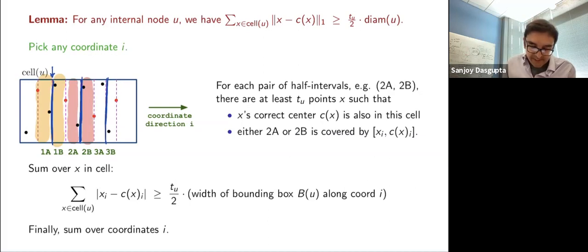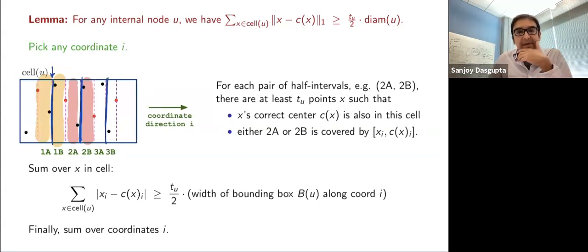Now, if we sum over all points in the cell, and we look at the interval between each point and its center, we know that either this or this was covered T sub u times, and either this or this was covered T sub u times, and either this or this was covered T sub u times. So when we sum these up, the sum has to be at least T sub u over 2 times the length of the bounding box of the centers along the ith coordinate. And now we just sum over the different coordinates and we get this result. So that's the proof for the k-medians case. If there are any questions, feel free to ask.